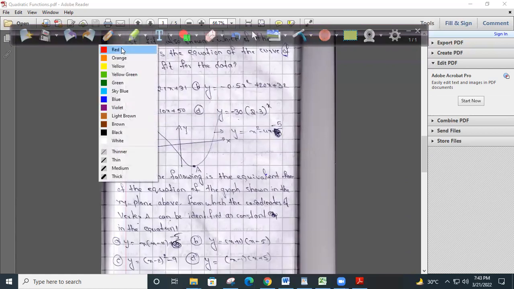Perfect. Everyone should solve and give me the answer for the seventh one. I'll read the question in case my handwriting is not good. I have a function y equals x squared minus 4x minus 5, and I gave a graph. This A is the vertex. Which of the following is the equivalent form of the equation of the graph shown in the xy plane above, from which the coordinates of vertex A can be identified as constants in the equation?